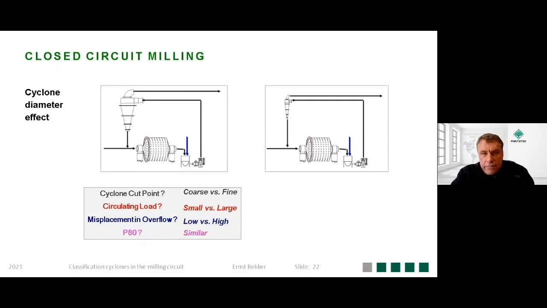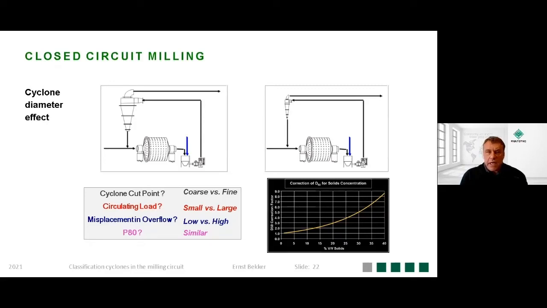The grind. The first answer is, well, your grind is going to be coarser for the bigger cyclone, and for the smaller cyclone, you should have a finer grind, but it's similar. The cyclone grind, or the P80, between these two circuits are very similar because the cyclone cannot change that. I'll just show you just now.